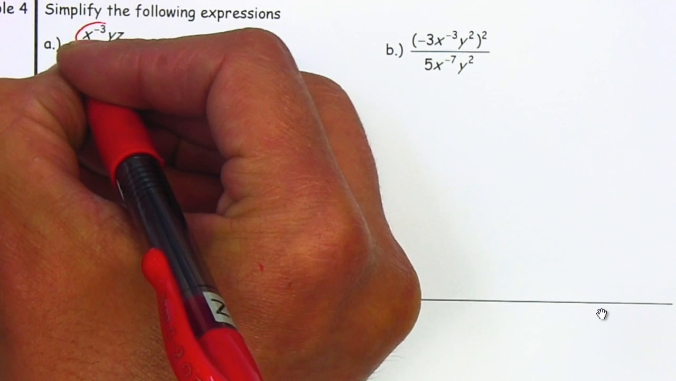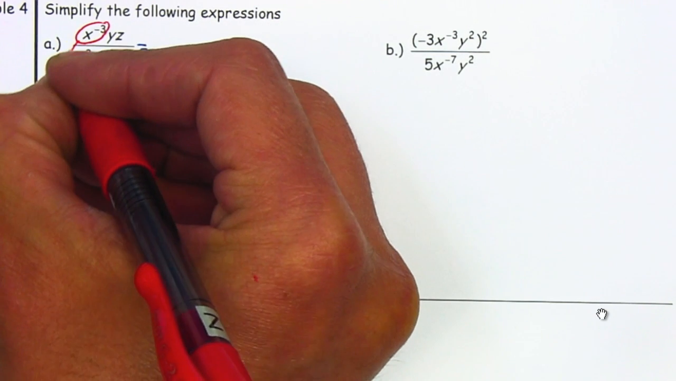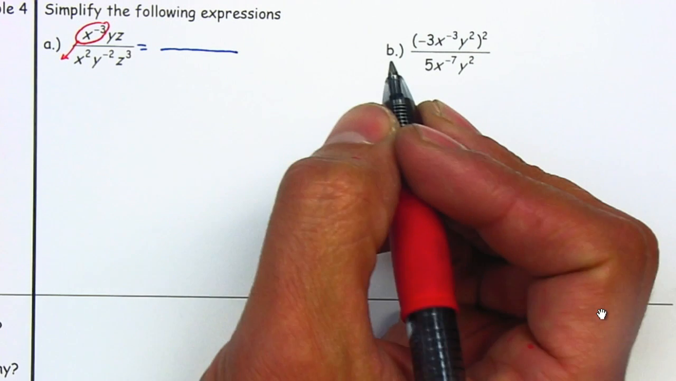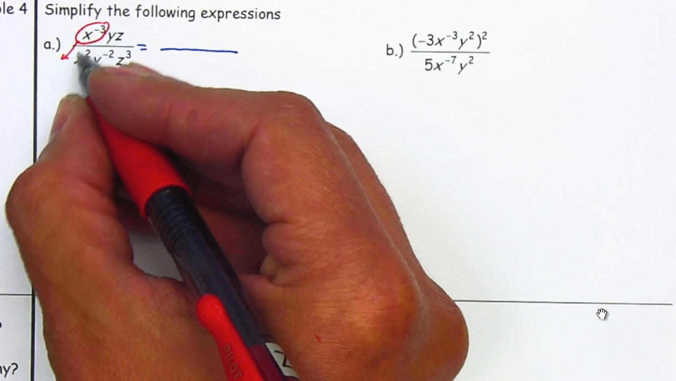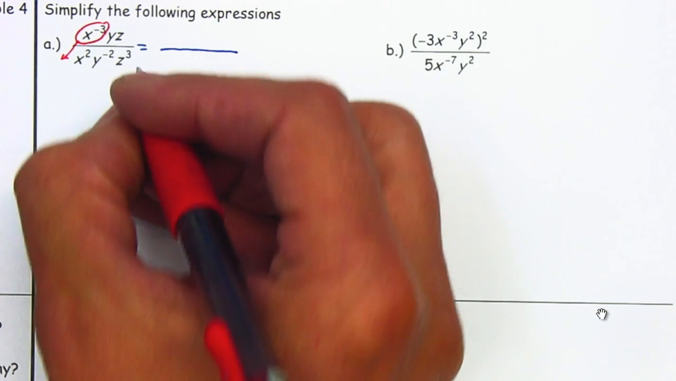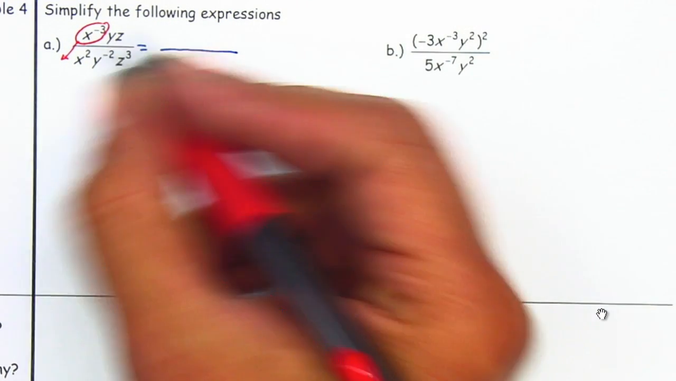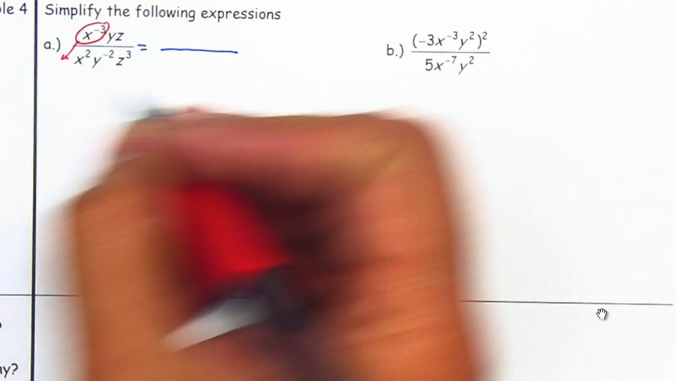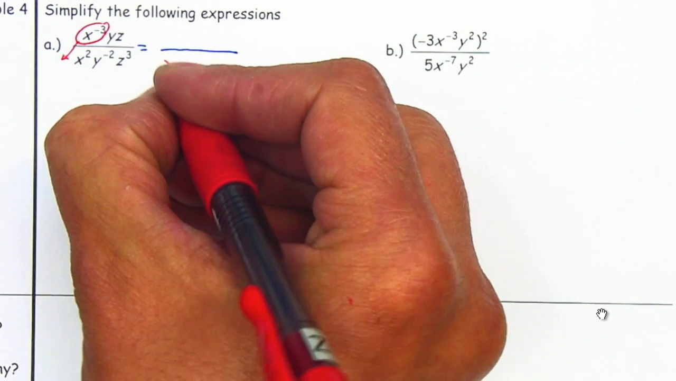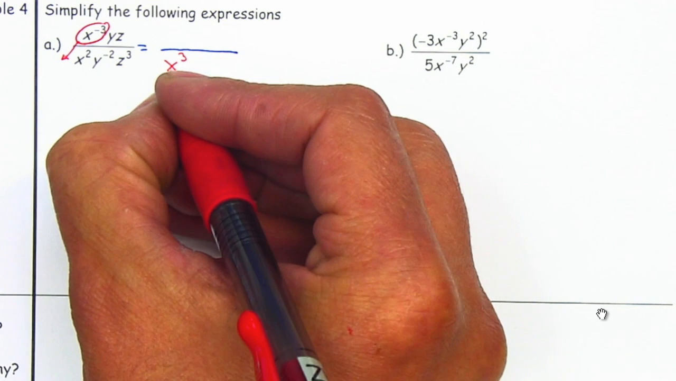We have x to the negative 3. I'm going to switch it to the bottom. So whenever I switch a variable to the bottom, the exponent becomes the opposite. And next time I see you guys, I'll explain why. But for now, let's just go through the process. That's going to become a positive exponent, so x to the third.